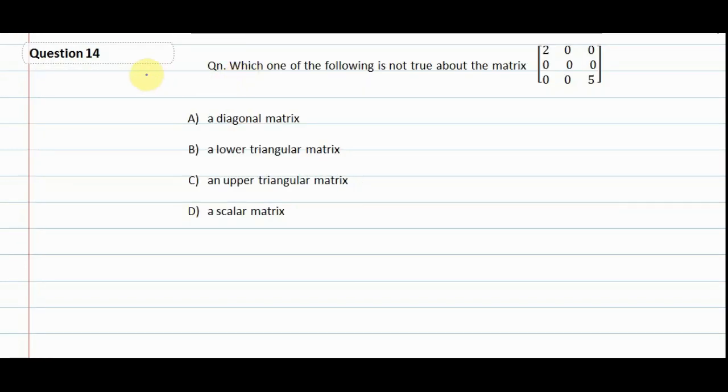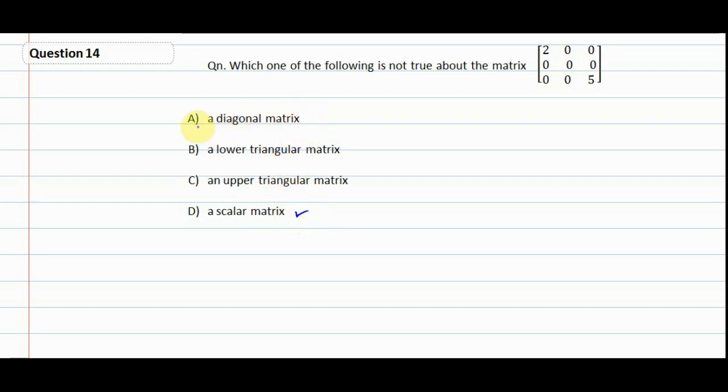Question number 14. Which one of the following is not true about the matrix? We have a matrix here and we have 4 statements. We have to find out which one of these 4 is not true about this matrix. You may pause the video and think about the answer. If you have the answer with you, you may check it. Here the right answer is option D, a scalar matrix. Let's see the statements one by one.